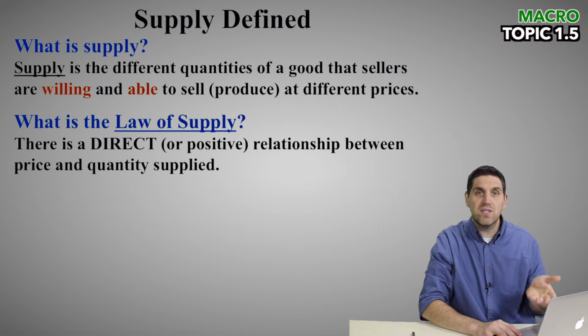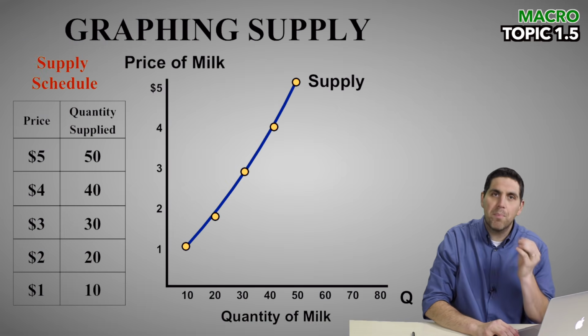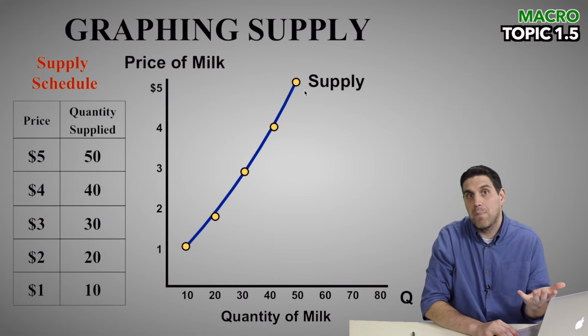That means we have a curve. What's the curve look like? Well, it's an upward sloping curve, right? Supply curve is upward sloping. When the price is low for milk, producers don't want to produce very many. When the price goes up for milk, they want to produce a whole lot more.